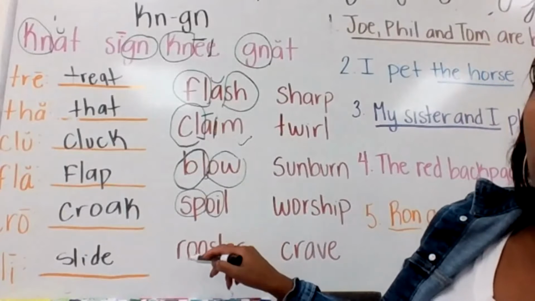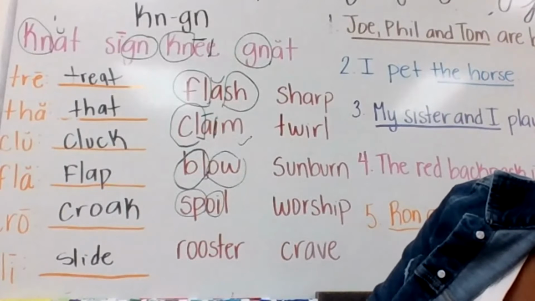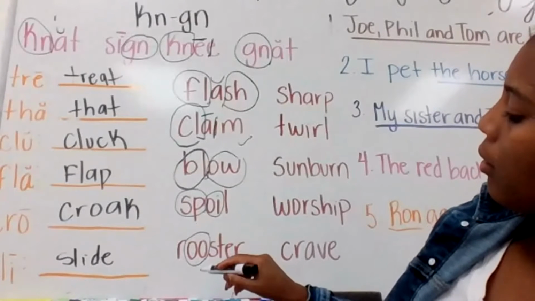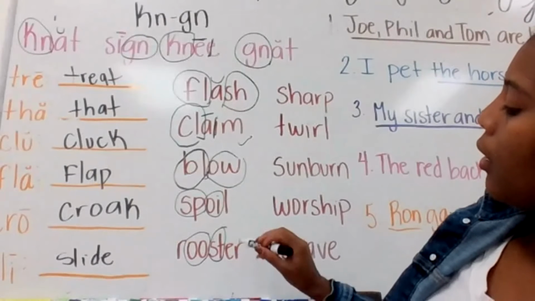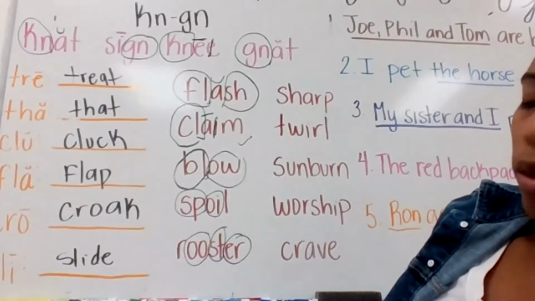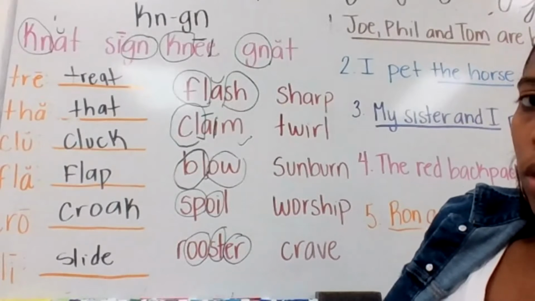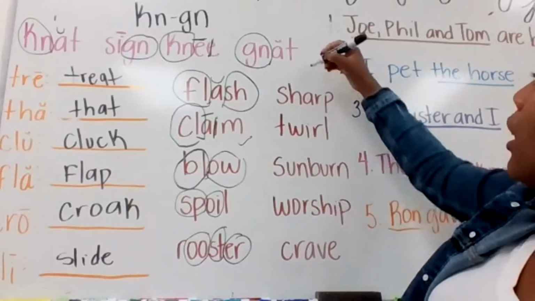Joshua, next one. What are the sounds? O-O, and S-T, and E-R. Good. What's the word? Rooster. Yes, a rooster. Good.